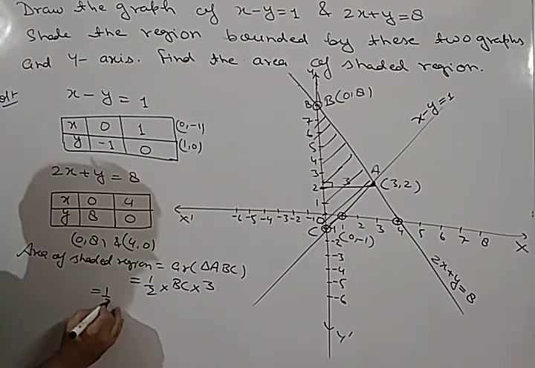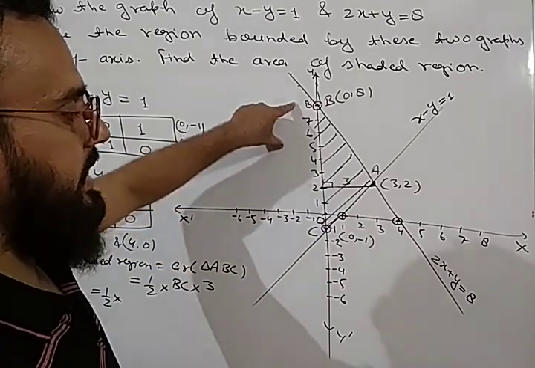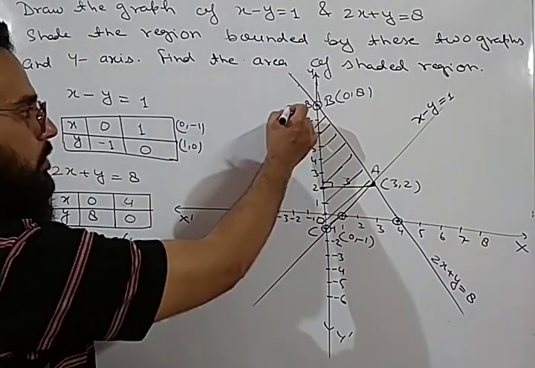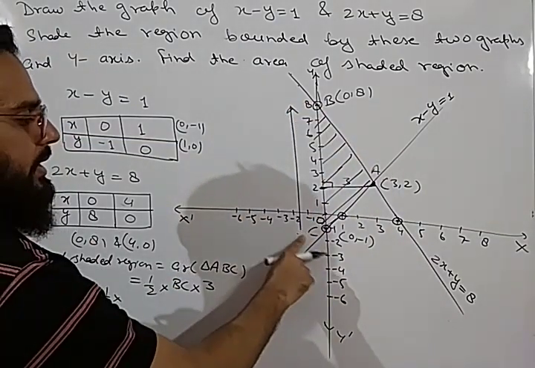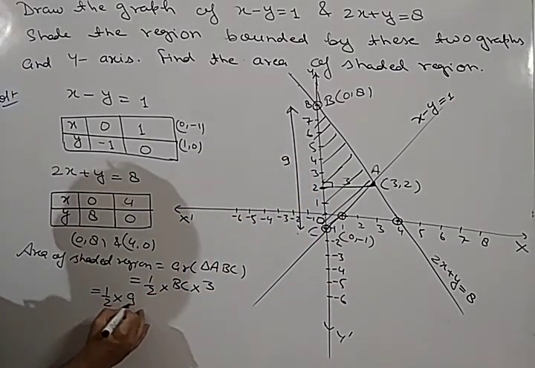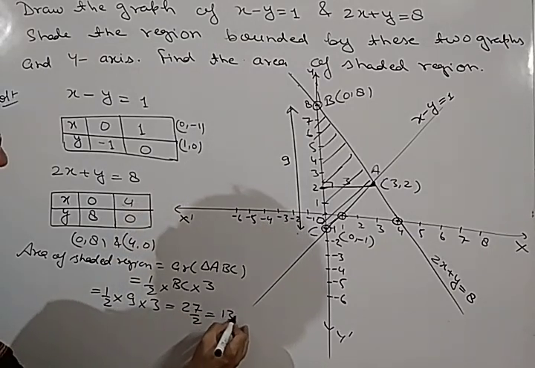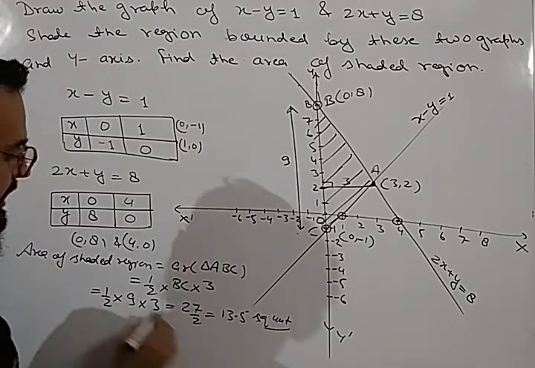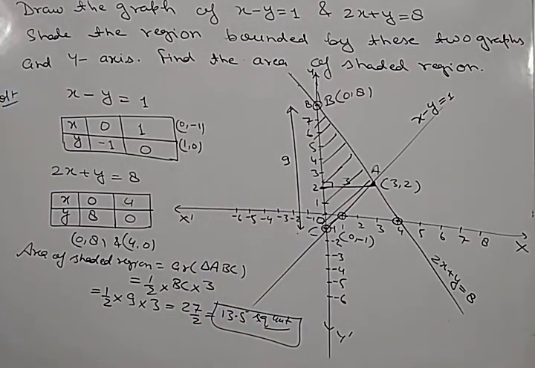So putting these values, half into, what is the value of BC? B to origin is 8, and 1 unit down also. It means the total length of BC is 8 and 1 in the downward direction, which is 9 units. So it will be half into 9 into 3. That will be 27/2, which is 13.5 square units. This will be the area of the shaded region, 13.5 square units.